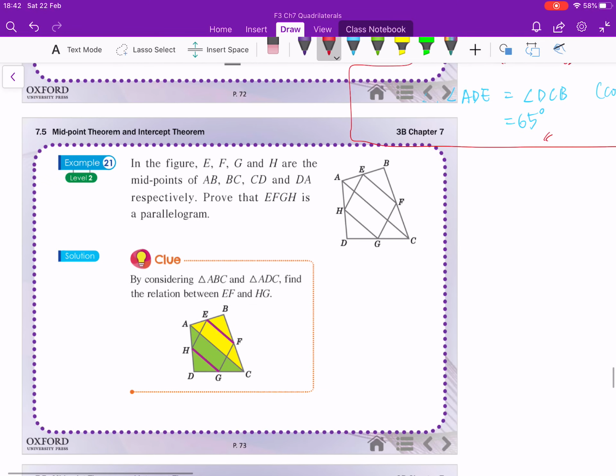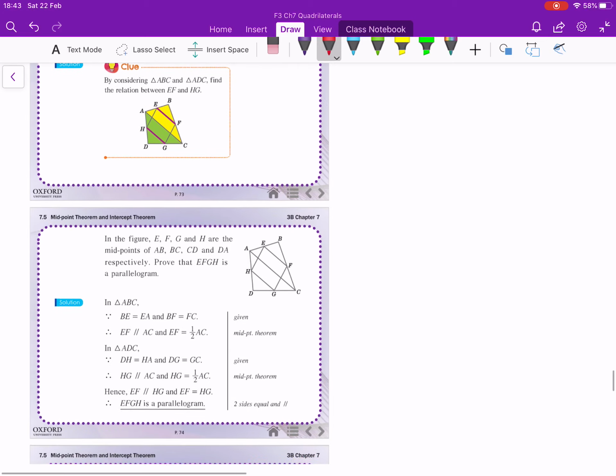Okay, last example, example 21. This time we have any quadrilateral ABCD, and we find four midpoints E, F, G, H on each side, and we join all the midpoints, and we have another new quadrilateral EFGH. And the question tells you that EFGH is always a parallelogram and asks you to prove it. So here we have the solution.